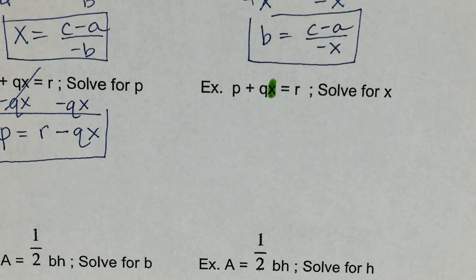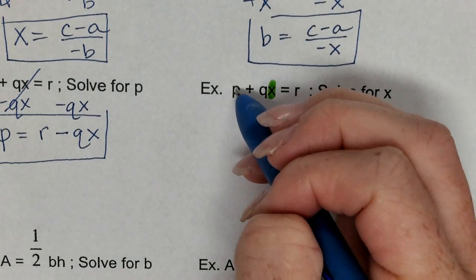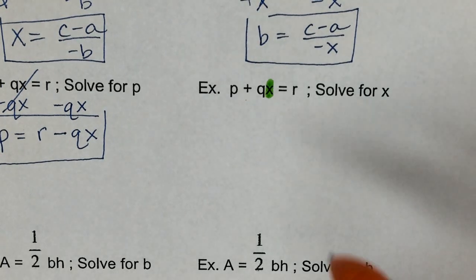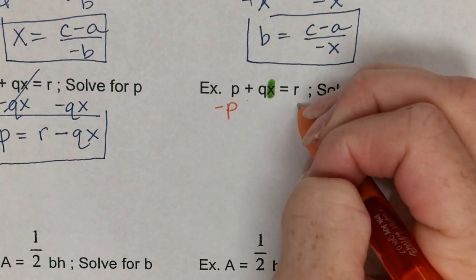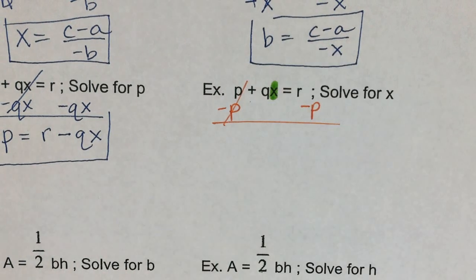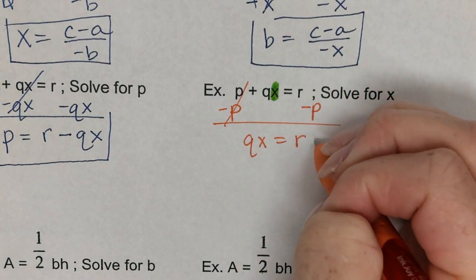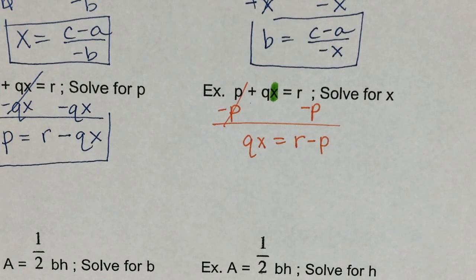Okay, so what's got to go? P and Q. They're not the same term, right? So that means I'm going to have two steps to get rid of it. I'm going to get rid of the P first because it's a constant. How am I going to get a zero out of this P? Minus P. Whatever I do to the left, I got to do to the right. I am left with QX equals R minus P.